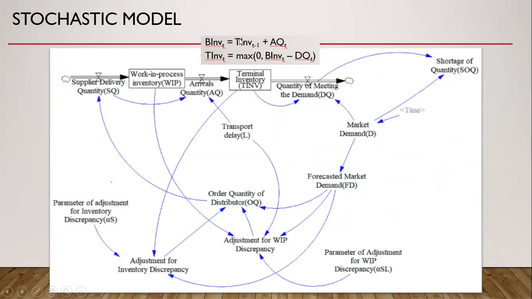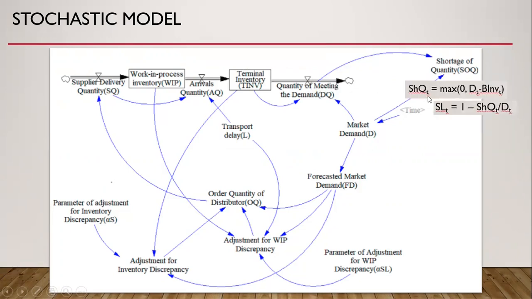So this is the terminal inventory of the previous period. If we add to the terminal inventory of the previous period the arrival of the current period, we get the initial inventory of the current period. And the terminal inventory of the current period is the maximum of either 0 or the difference between the initial inventory and the quantity delivered for meeting the market demand.